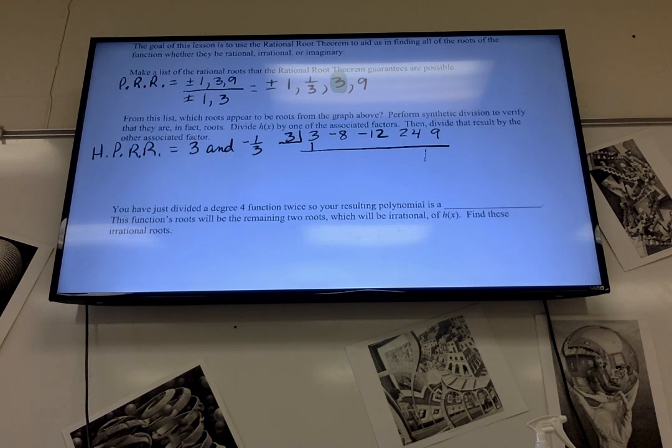I bring down the 3. Multiply, add, multiply, add, multiply, add, multiply, add.